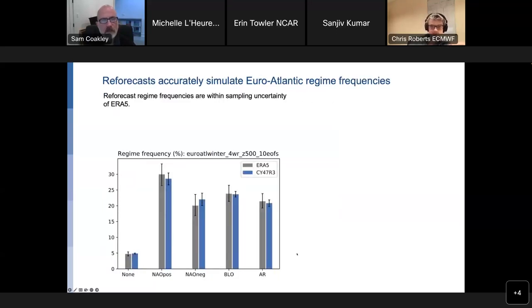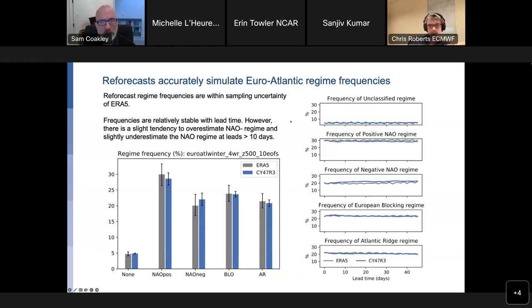We can also look at the climatological regime frequencies. Here, this is just averaged across all start dates, and the reforecasts are within the sampling uncertainty of ERA5. We can also look again at frequencies versus forecast lead time, and again, they're actually quite stable and in very good agreement with ERA5. I think the one noticeable difference is that at the longer lead times, maybe weeks 2, 3, 4, you start to see the model slightly underestimate the frequency of the positive NAO and slightly overestimate the frequency of the negative NAO.